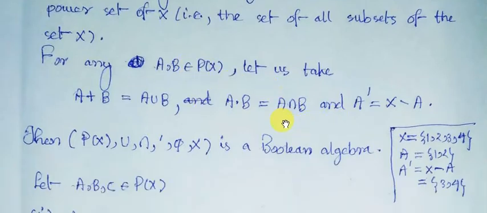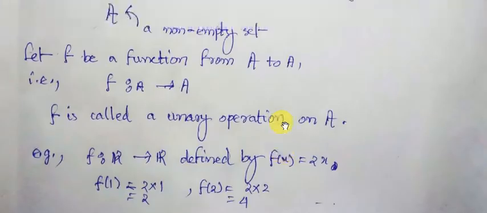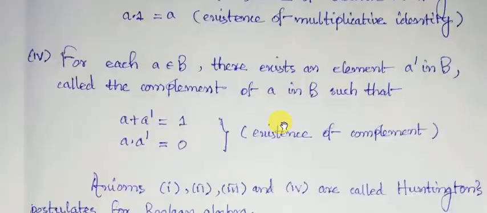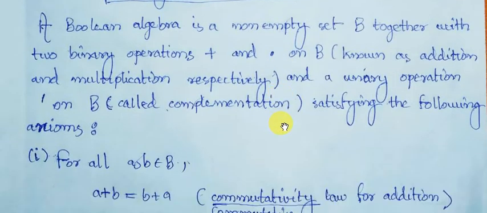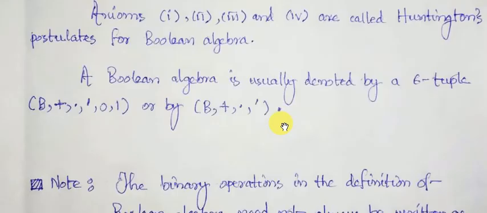And as the binary operation, we have defined here union and intersection. That means in place of addition, we have considered union. In place of multiplication, we have considered intersection. That means if we recapitulate the definition of Boolean algebra when we defined it in our previous class, we have written a Boolean algebra by either this 6-tuple or this 4-tuple.